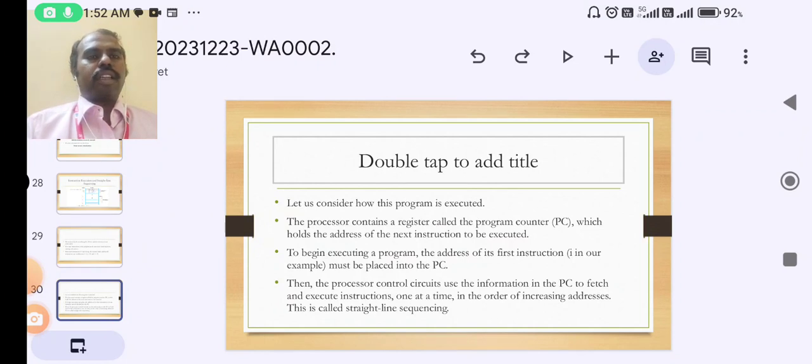Let us consider how this program is executed. The processor contains a register called the program counter, which holds the address of the current instruction to be executed. To begin the execution of the program, the address of the first instruction must be placed in the program counter. Then the processor control circuits use the information in the PC to fetch and execute the instructions one at a time in the order of increasing addresses. This is called straight line sequencing.